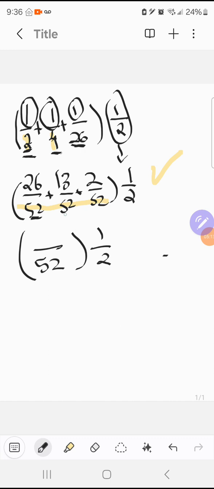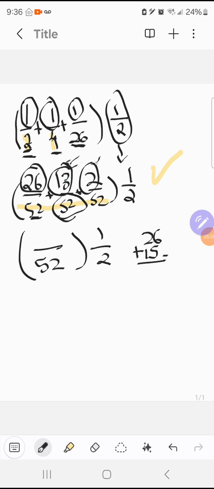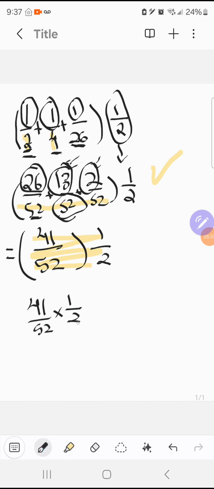Hence, your denominator never changes. This bottom part never changes. Here, only your numerator does, because this is the amount of slices that you've added on, right? So 26 plus 13 plus 2 is 41. Now, these brackets are the exact same thing as multiplication. Okay? So that means that all of this right here is the exact same as 41 over 52 times 1 over 2.